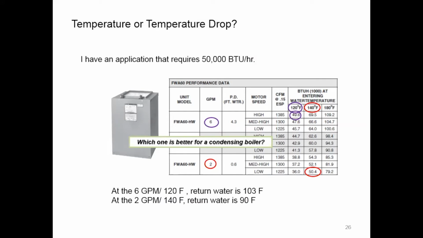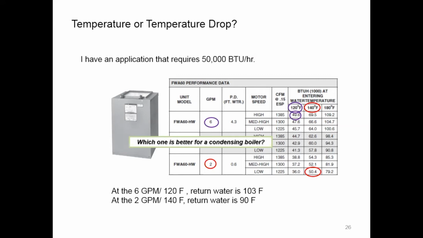at 6 GPM with 120 degree water and a fan speed that's high, I see about a 17 degree drop through the coil, giving me a return water temperature of 103. At 140 degrees with 2 gallons a minute and the fan speed of low, I get a 50 degree drop and my return water temperature is 90. So by dropping the flow rate down, verifying that the heat emitter can work under these conditions by charts like this, I can open up the delta T. This one happens to be a 50-degree delta T and get better condensing performance.